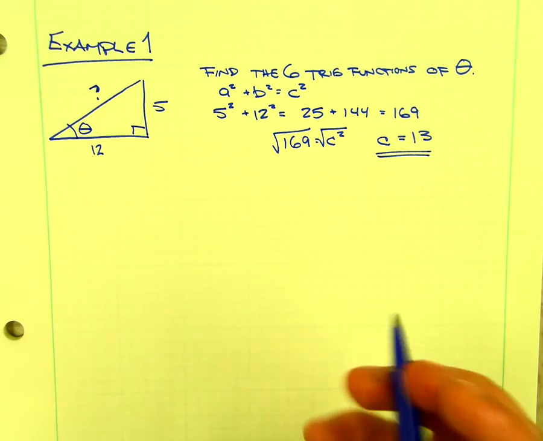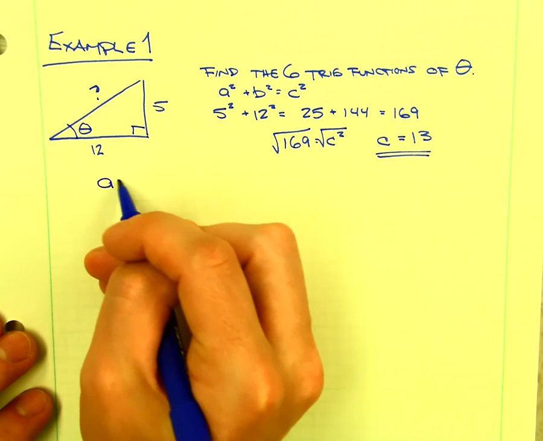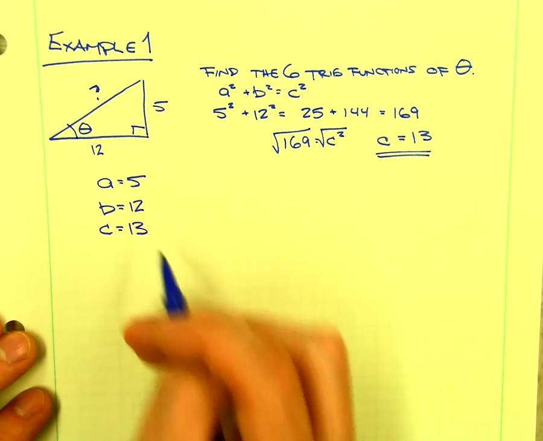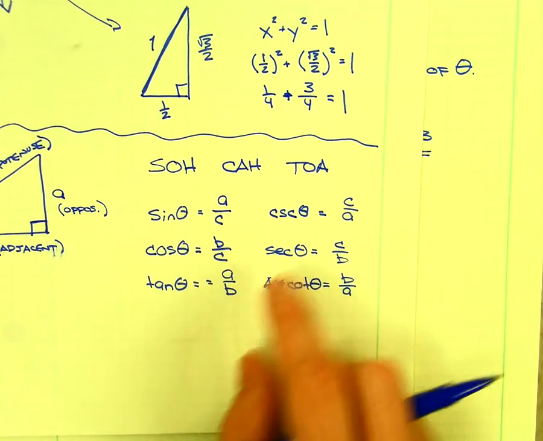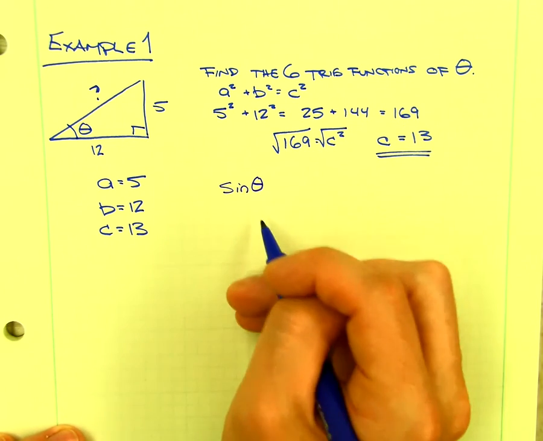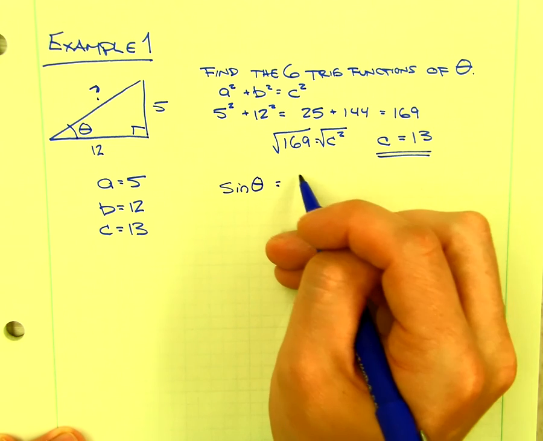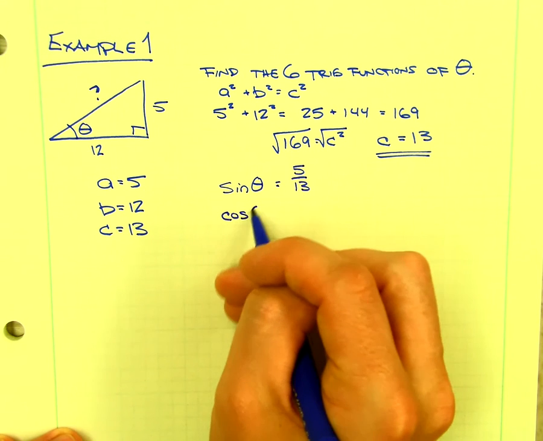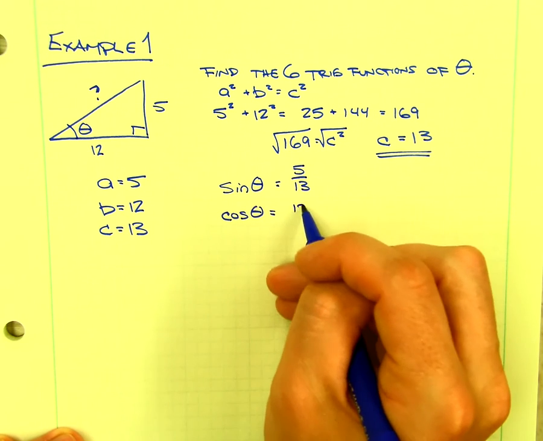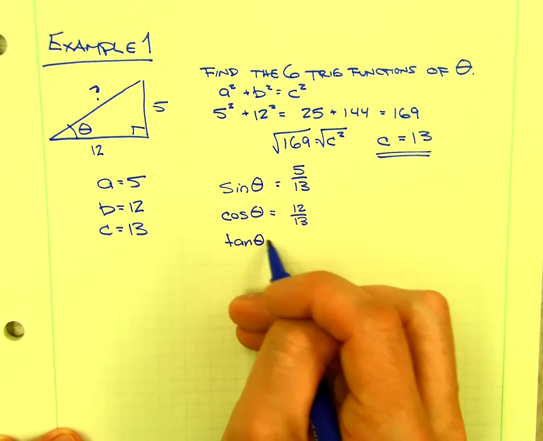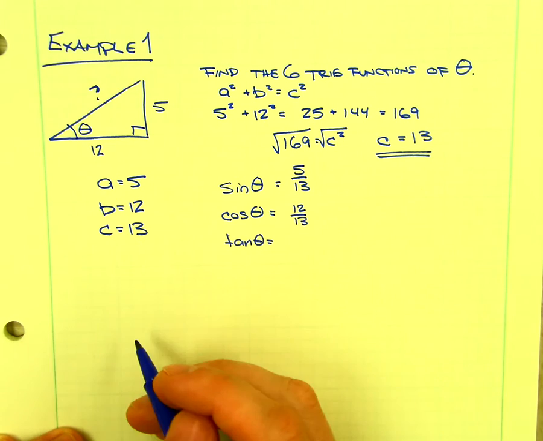Very special one there. So now that I know what my c is, I can say that a is equal to 5, b is equal to 12, and c is equal to 13. So now I just need to fill it in using this information: sine, cosine, tangent, cosecant, secant, and cotangent. The sine of my angle theta is going to be a divided by c, in this case 5 divided by 13. Done. Now my cosine theta is b divided by c, or just 12 divided by 13. Done. Tangent of theta is a divided by b, or 5 divided by 12.